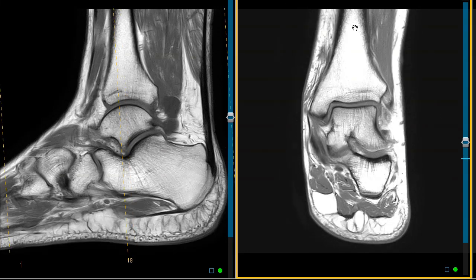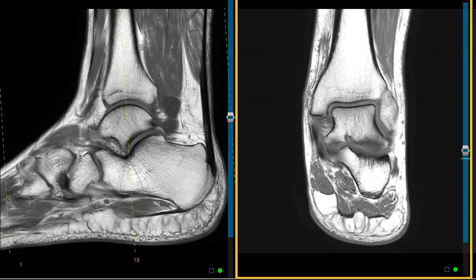And on this view we see the tibia. We're looking straight on. This is a coronal view. We see the talus underneath. The talus looks flat on this view. On this view it looks rounded. This is the talar dome. This is the same area though.